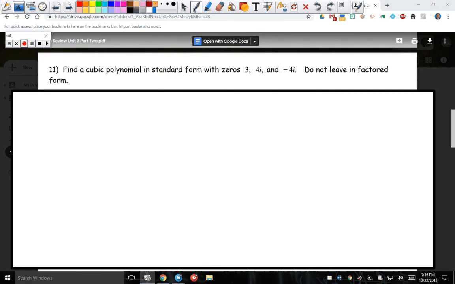Okay, so let's look at number 11. Number 11 is find the cubic polynomial. So we know it's going to be x to the third of some kind whenever we simplify it all out at the end. And we're going to have the form of the zeros, otherwise x-intercepts, at 3, 4i, and negative 4i. And we don't leave anything in factored form, so no parentheses is what this is saying.